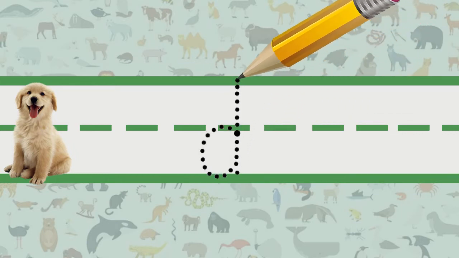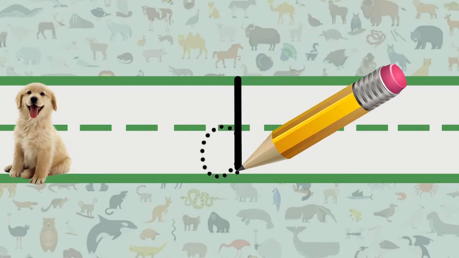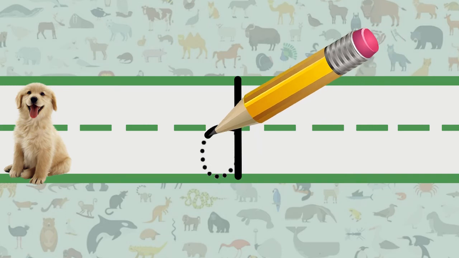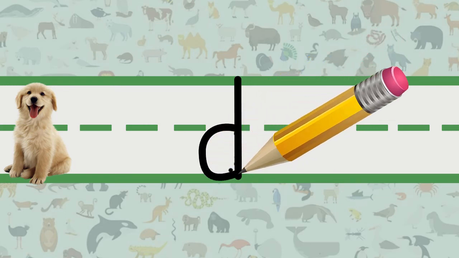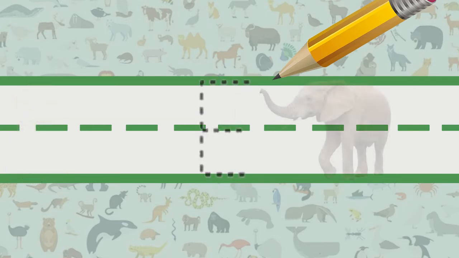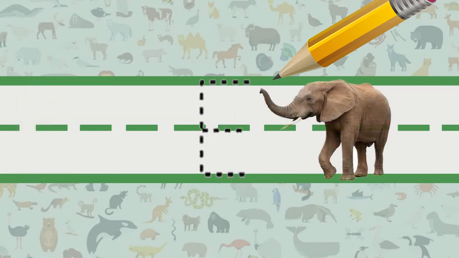Start at the top and draw a straight line down. Then go to the middle and draw a curved line down to the bottom. Good job! Now let's write the letter E. E is for elephant.